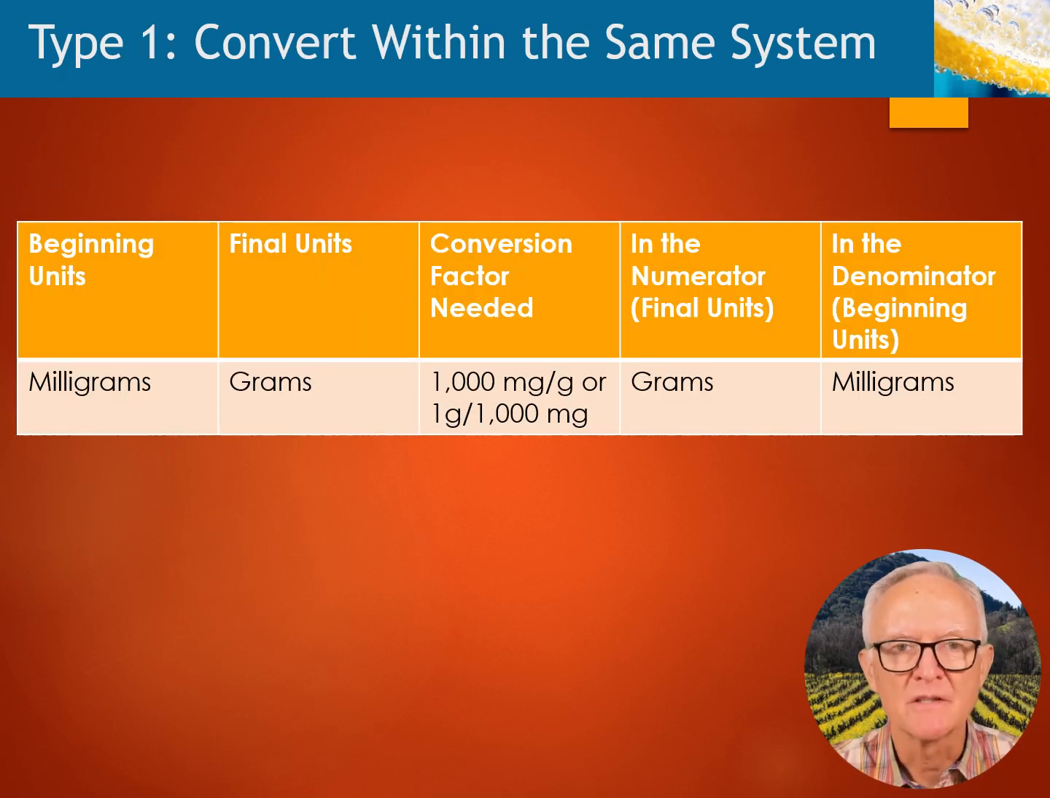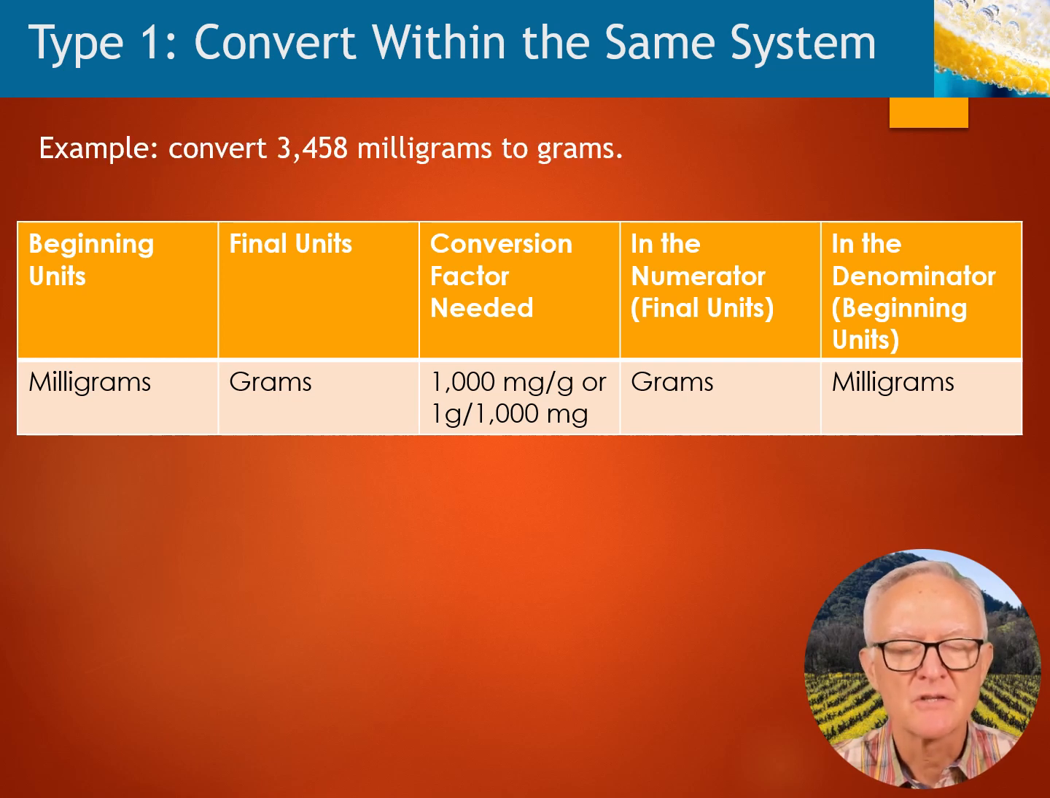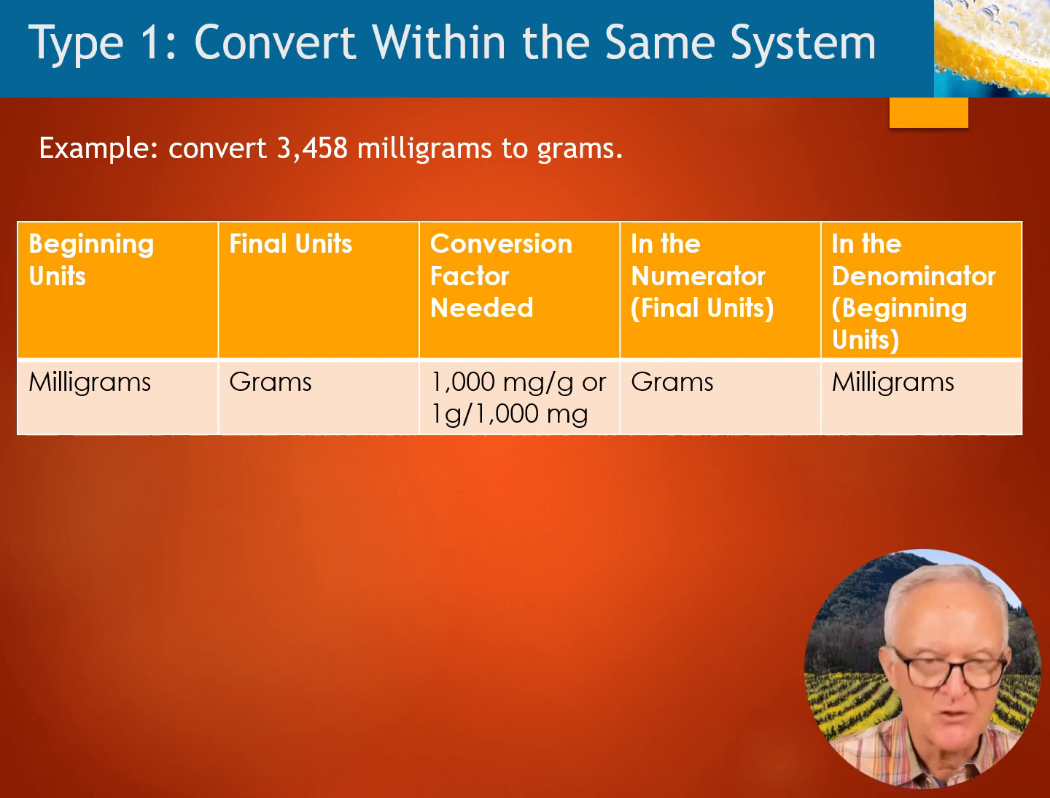So type 1, convert within the same system. So here's our example. Convert 3,458 milligrams to grams. And here's a table like the one we did in class. I added two columns at the end. So the first three columns are the same as we looked at in class. So the one on the left here is the beginning units.